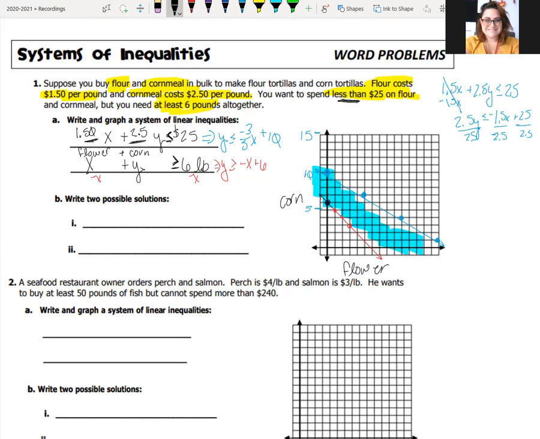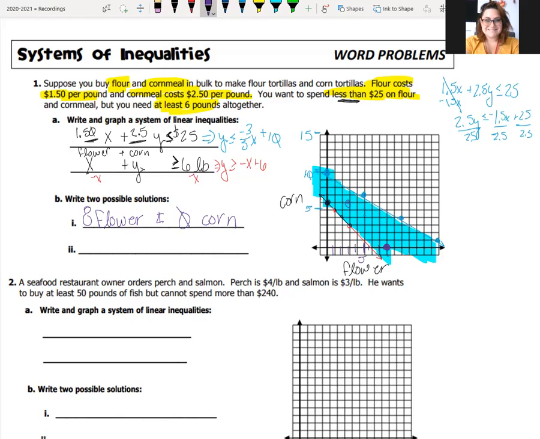So now we need to find two solutions. Anything inside of the shaded region will be a solution. So anything here we can use as a solution. So we could use this point here because it's inside of our shaded area, which means we're going to buy 1, 2, 3, 4, 5, 6, 7, 8 flour tortillas and 0 corn.